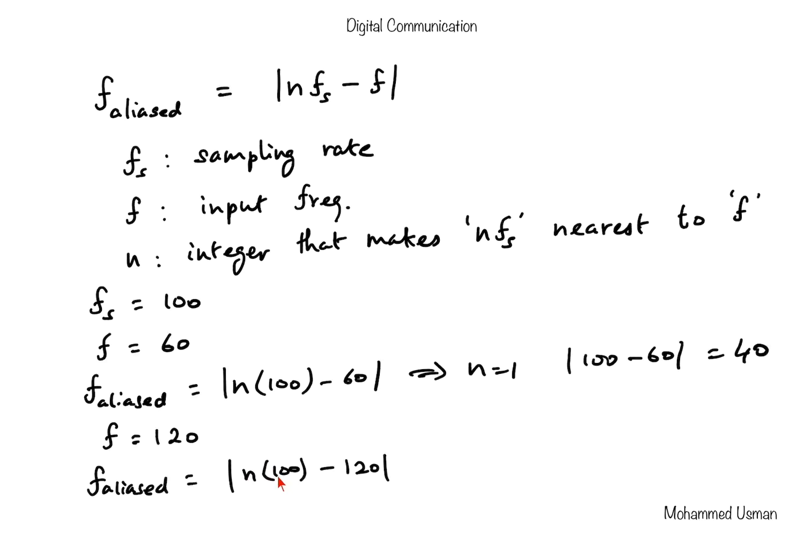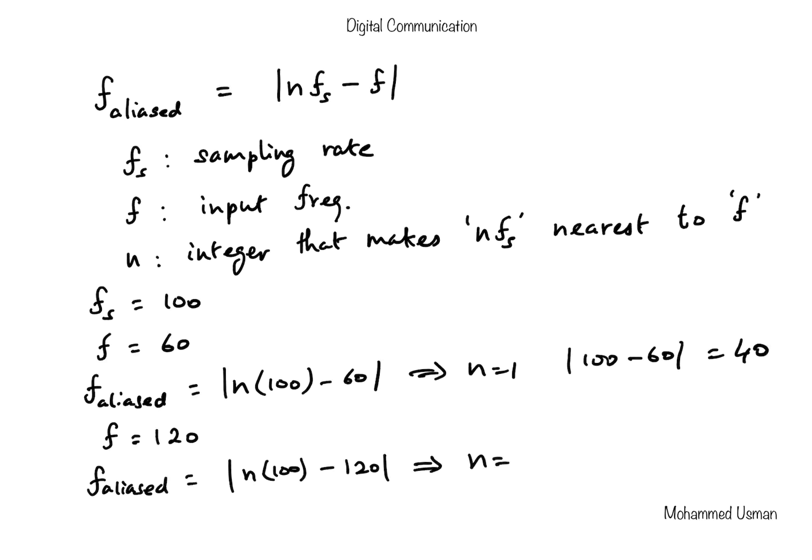1 into 100 is going to be 100. Between 100 and 120 the difference is 20. But if we choose n equal to 2, this will become 200, and between 200 and 120 the difference is 80. So we need to choose n such that the difference between them becomes smallest, or those two numbers are nearest to each other. So here again we'll have to choose n equal to 1.